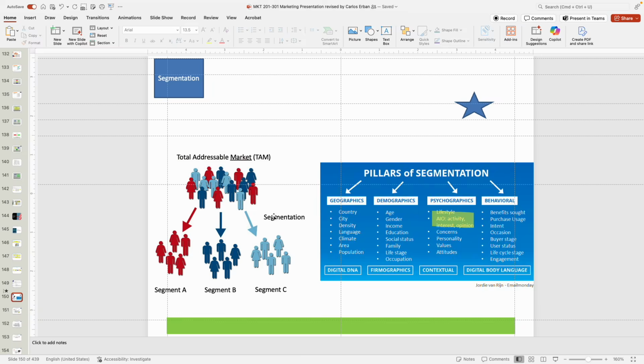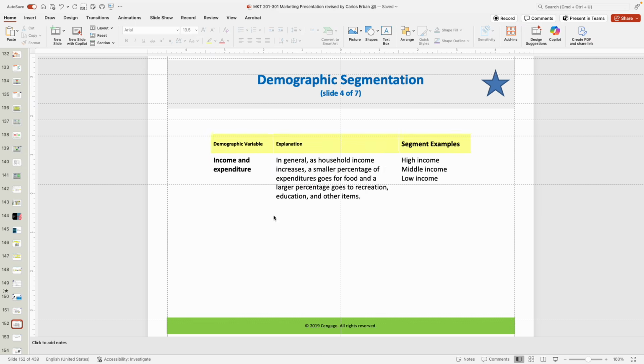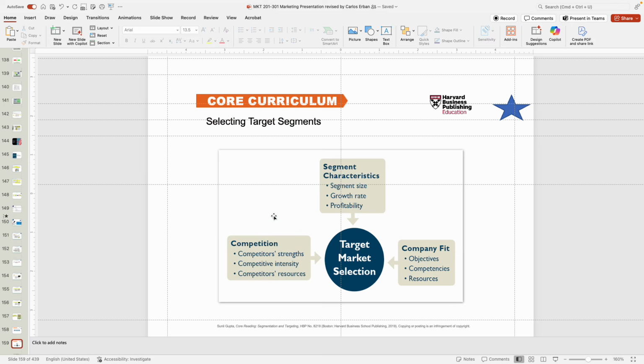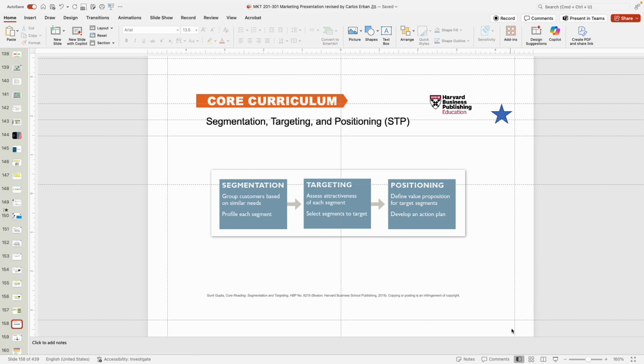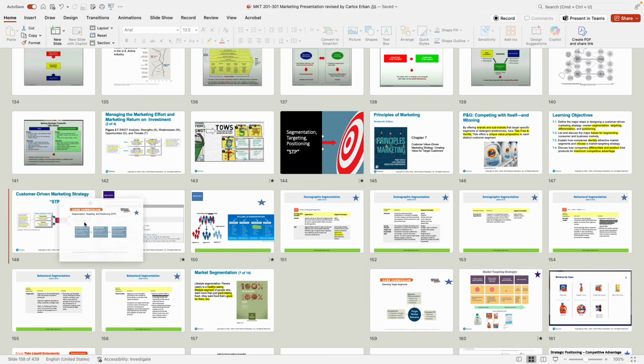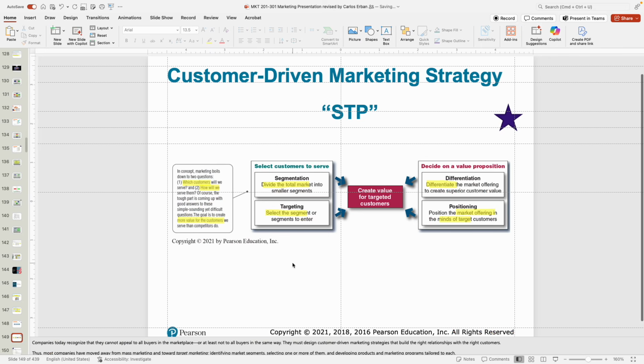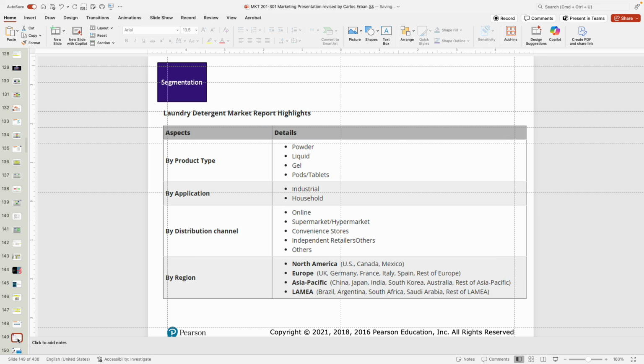So let's see. I'm looking for a slide. Okay, so this slide, sorry, let me move this slide. This slide should be here. Sorry, Cutler, I'm gonna get rid of your slide because I like my slide better.